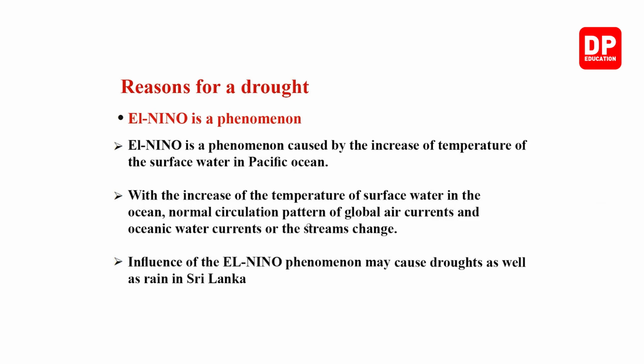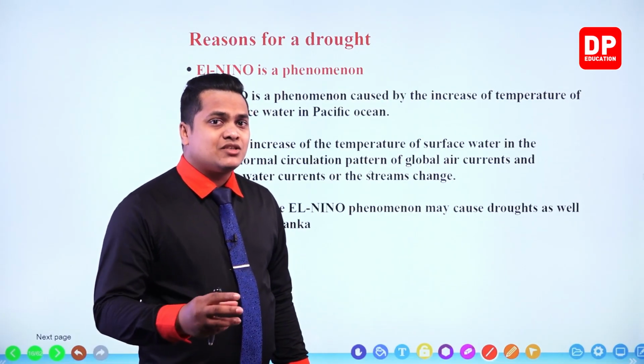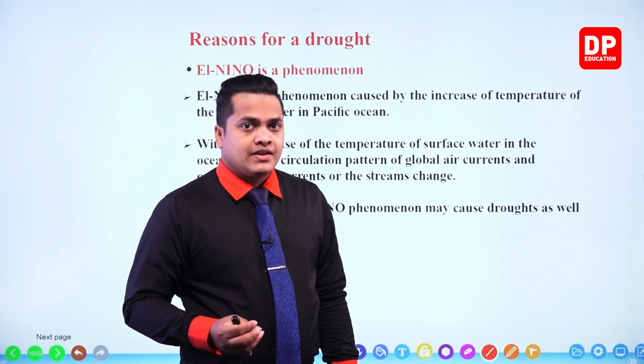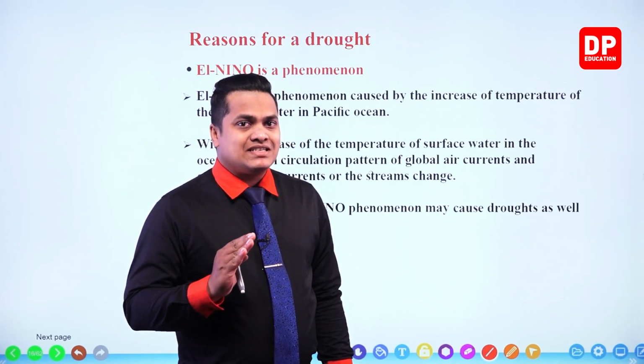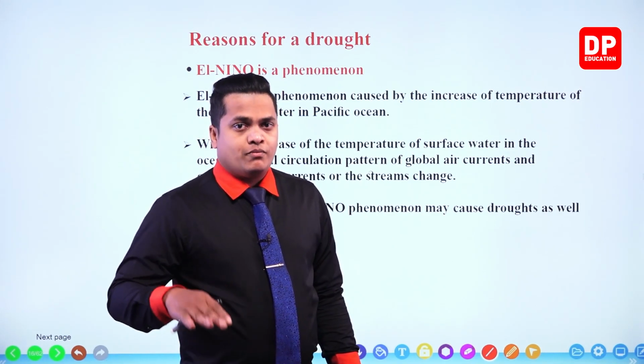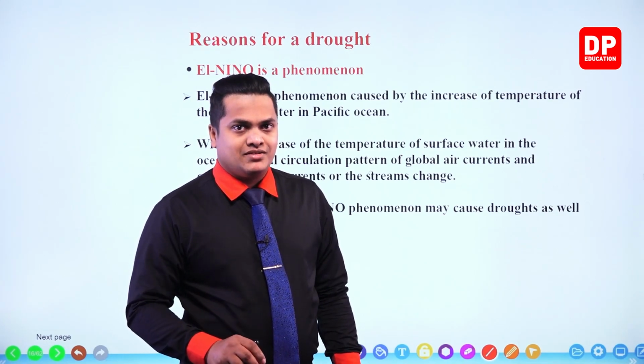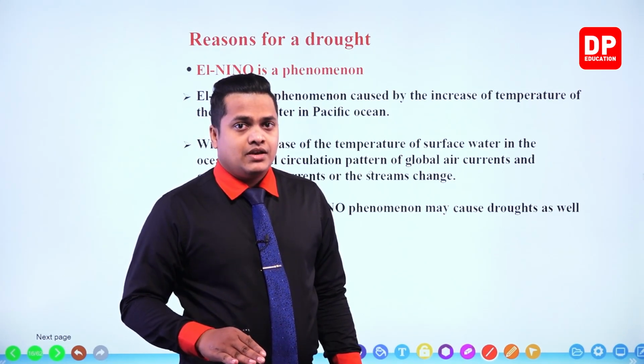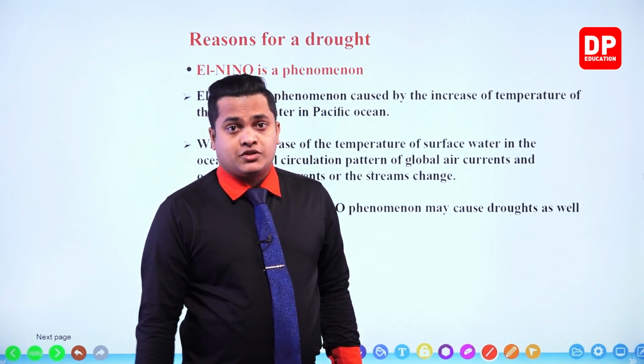So this is referred to as the El Nino phenomenon or the El Nino effect. So El Nino is a phenomenon caused by the increase of temperature of the surface water in the Pacific Ocean. Here it is a special phenomenon which is going to increase the temperature of the topmost water surface. But where? In the Pacific Ocean, my dear children.